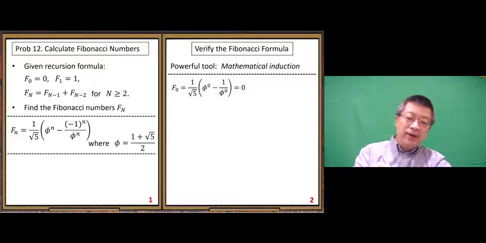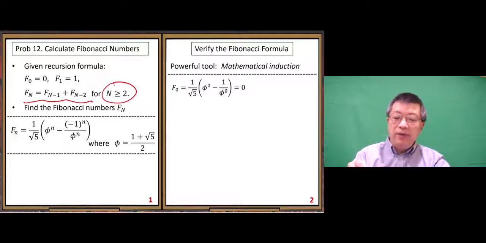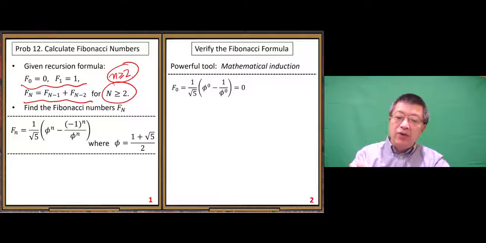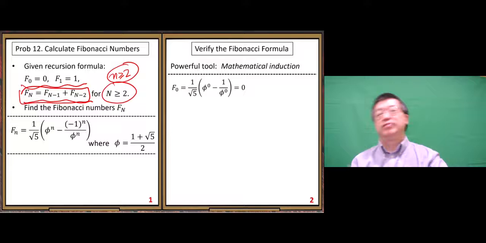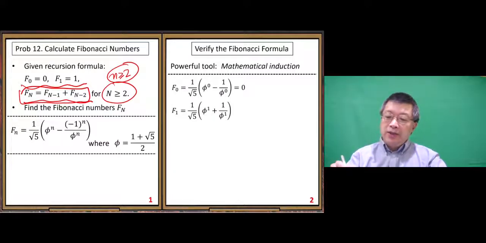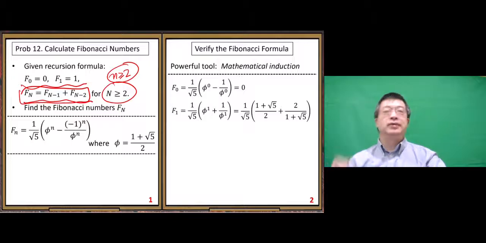Remember, this formula is correct when n greater or equal to 2. So we need to verify these two base cases. Then, after n greater or equal to 2, we can apply this recurrence relation. So that's why we need to do another one. This time, we plug in n equals 1, that's this case.